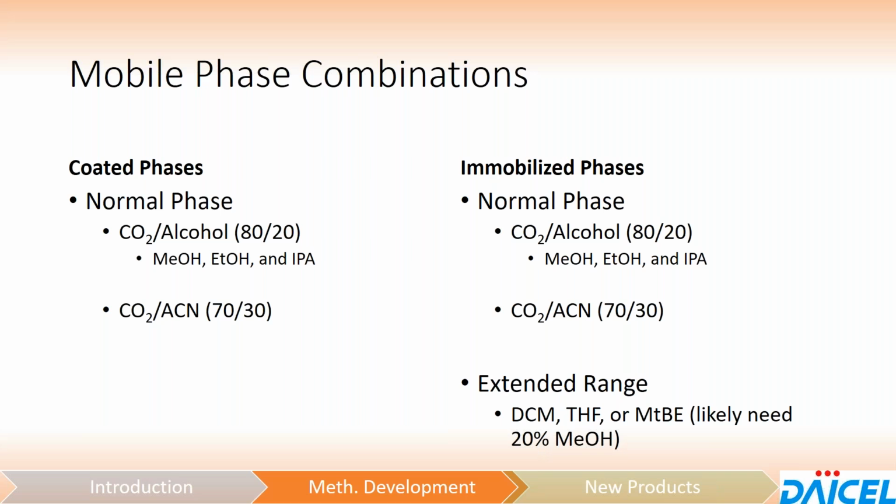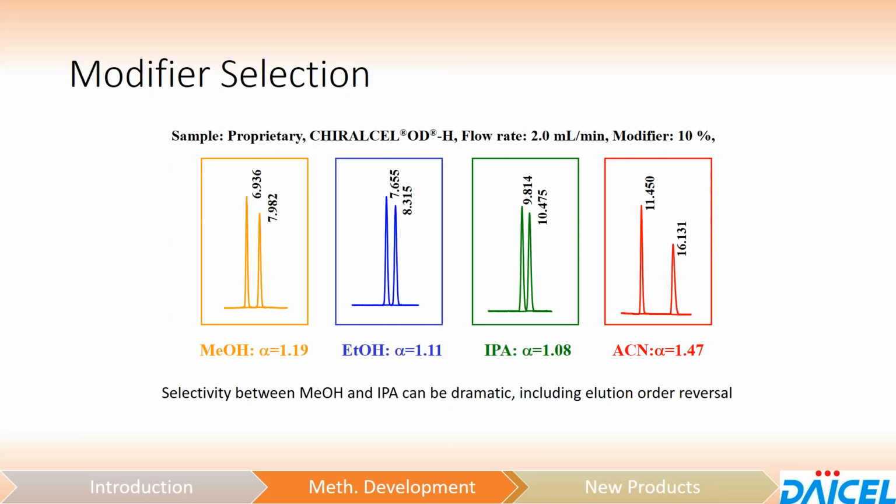DCM and THF and MTBE are not the most polar solvents, and so sometimes things can simply be retained for a little too long. Not surprisingly, the modifier has a dramatic effect on the peak shape. It also has a dramatic effect on the elution order, as it did in normal phase separations. Sometimes you can see a reversal of elution order. In the case of methanol and IPA, it has been observed dramatically where, like I said, it can actually reverse the elution order.